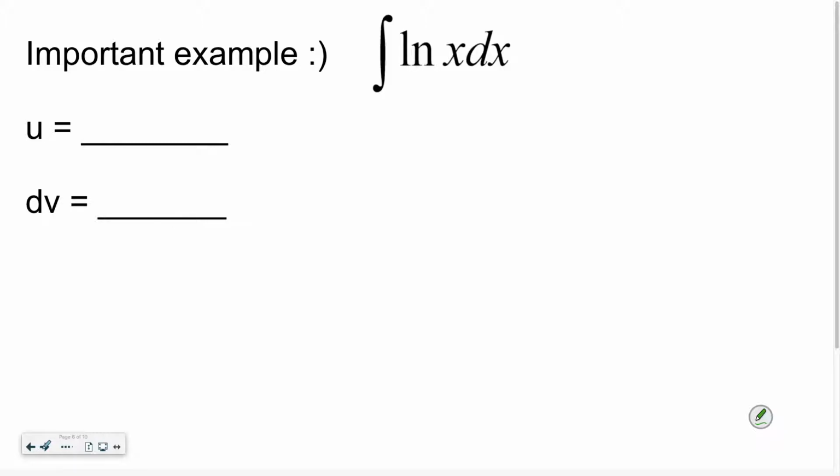Have we ever even talked about the integral of the natural log? No, we have not. We haven't, because we can't do it without integration by parts.